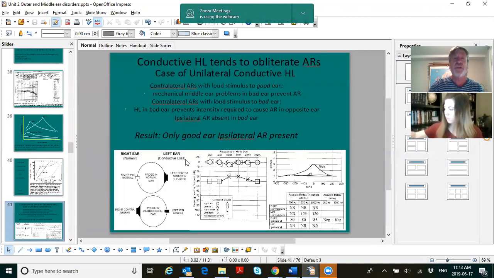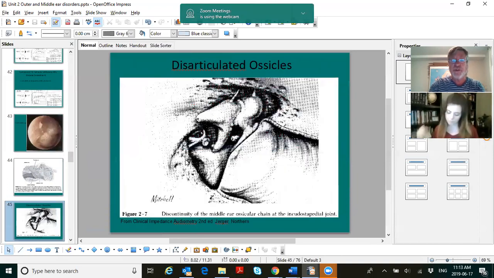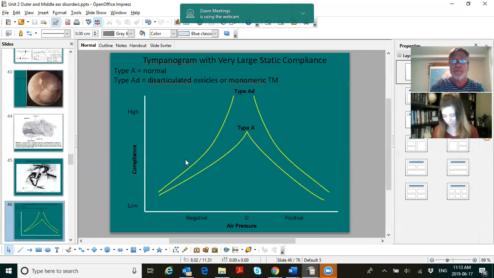But as we're moving toward otosclerosis, here's disarticulated ossicles, what we looked at last week even. And there you're going to be associated with a type AD tympanogram.